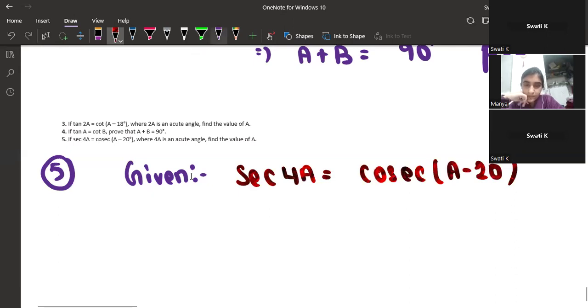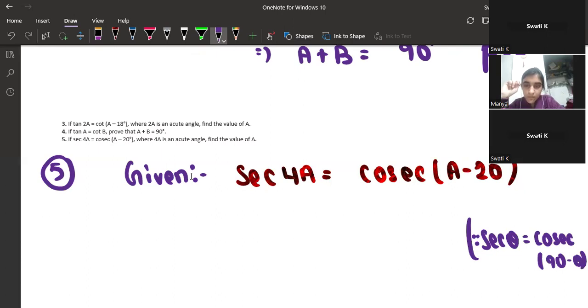So let's start. Now tell me, how can we write sec theta as a formula in terms of 90 minus? Cosec. Yes. So since sec theta can be written as cosec of 90 minus theta, what can we write sec 4A as? You tell me. Seeing this formula, cosec of 90 minus 4A.